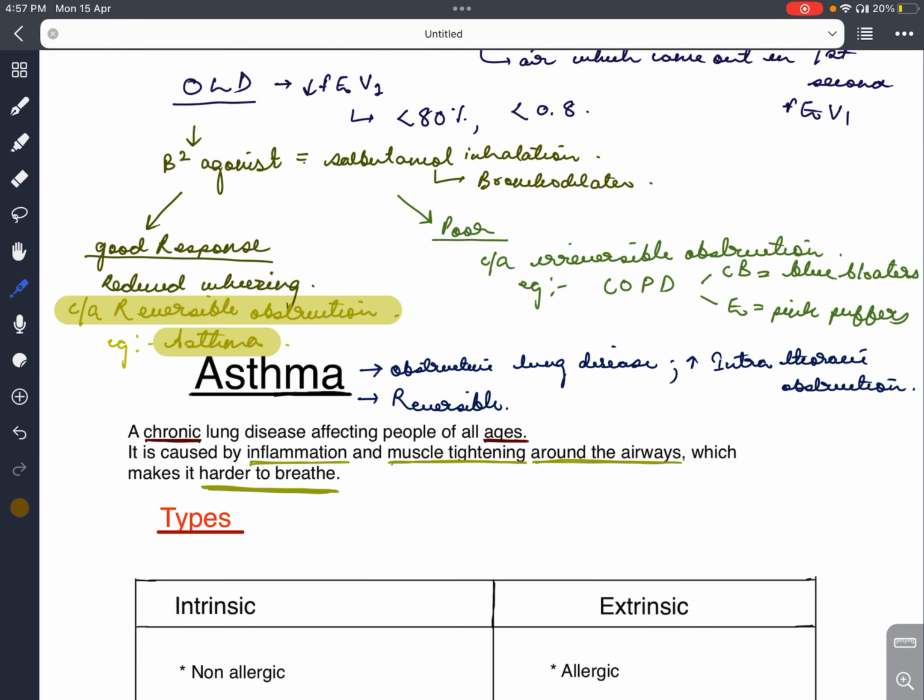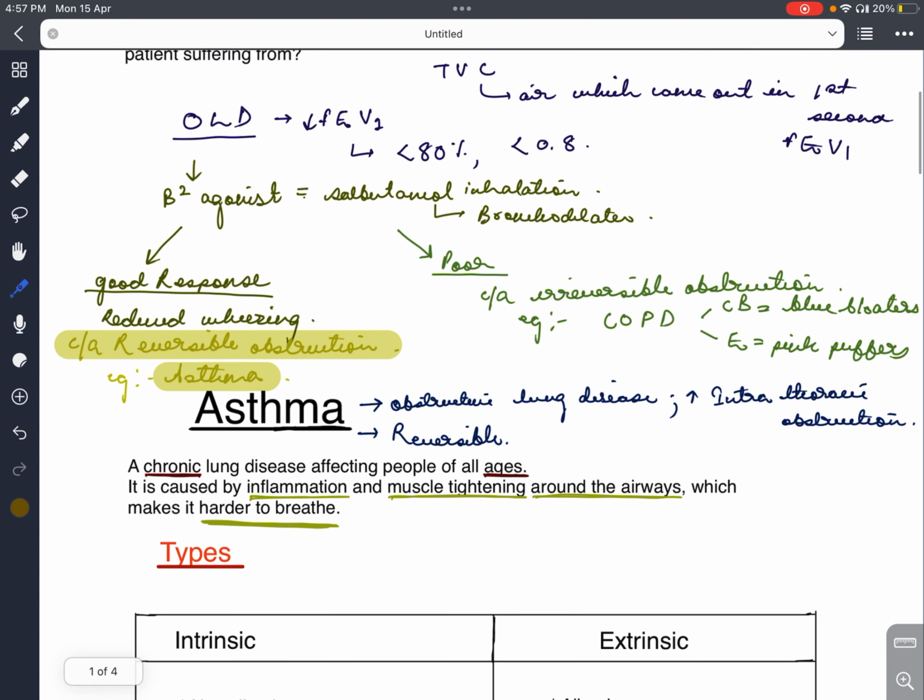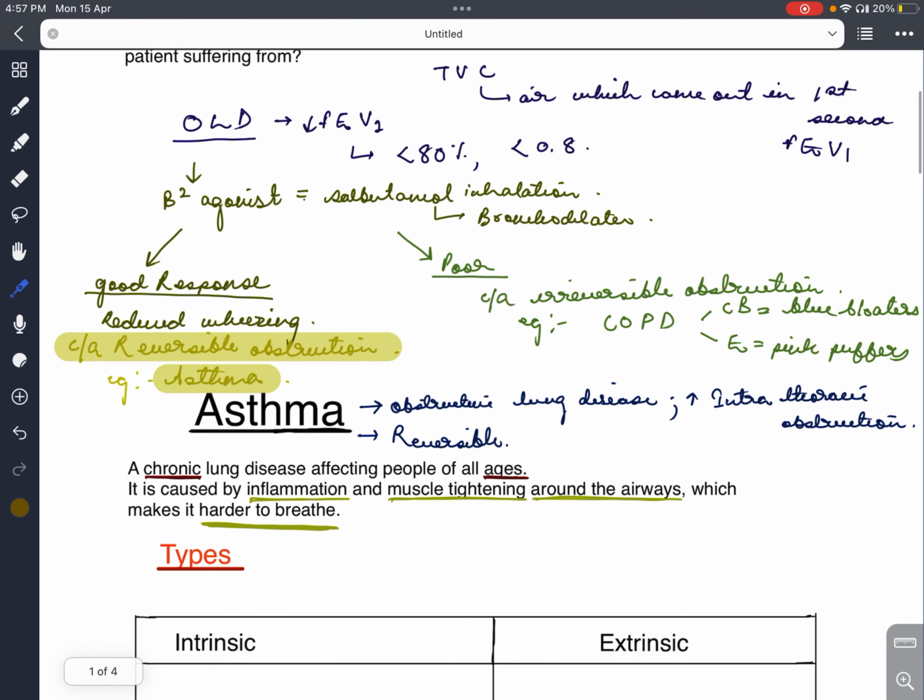Now this condition can be called as reversible obstruction seen in asthma. और अगर उसका रिस्पॉन्स सही नहीं हुआ, if the response is poor, then it will be called as irreversible obstruction, which can be basically seen in COPD में देखने को मिलेगा। और हमको पता है कि COPD में दो टाइप के होते हैं बेसिकली, we have chronic bronchitis and emphysema. Emphysema के पेशेंट्स को we call them as pink puffers और chronic bronchitis के पेशेंट्स को we call them as blue bloaters.